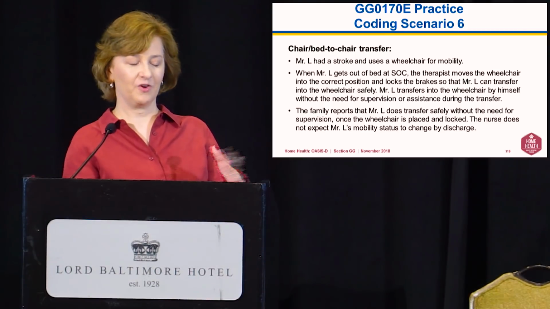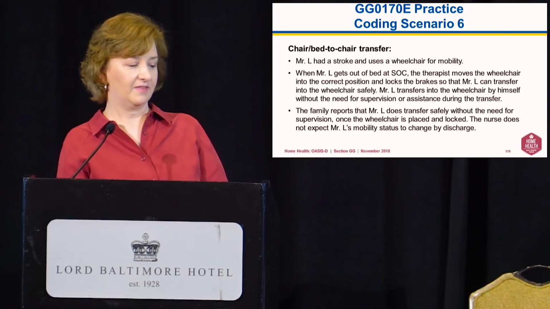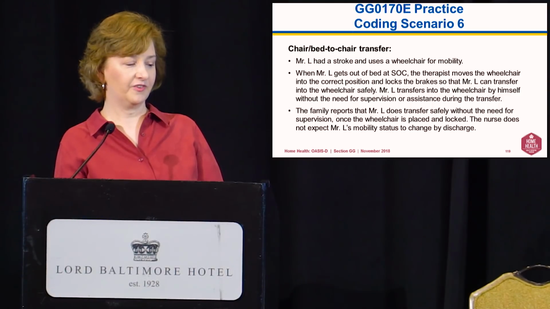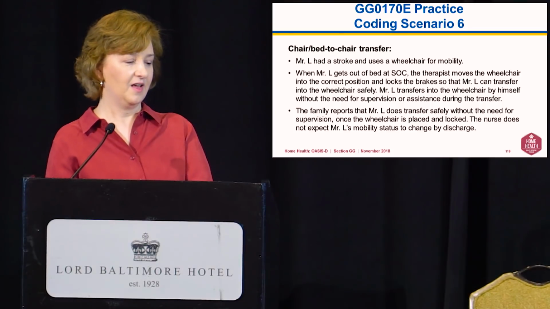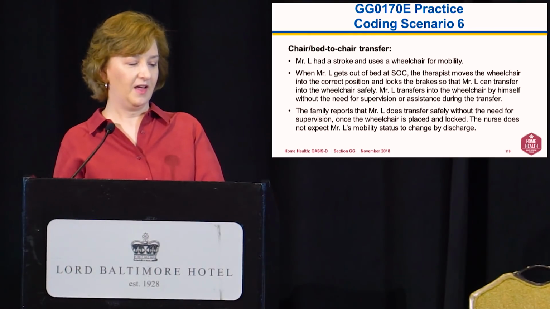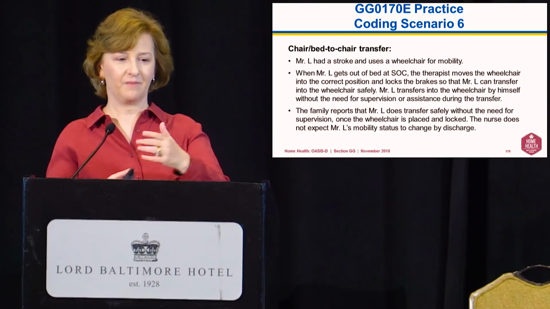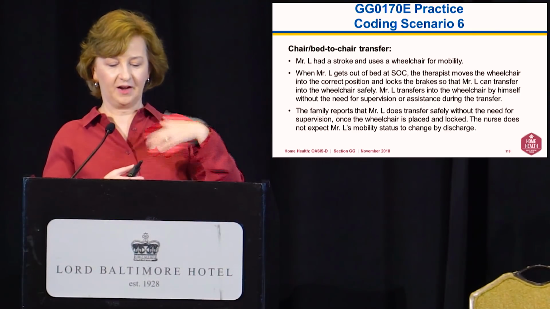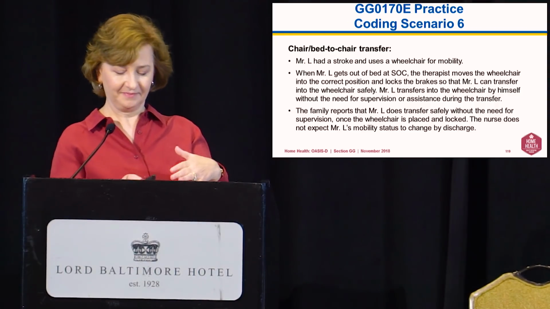So we're going to code performance as well as goal here. In terms of current performance, it says that he can transfer safely. The therapist moves the wheelchair in the correct position and locks the brakes, so that's setup assistance so that he can transfer, and it says he does not need supervision or assistance. So if we go through the decision tree, the person's not doing it by themselves. And then the next question is whether it's just supervision or setup assistance. What do you think?